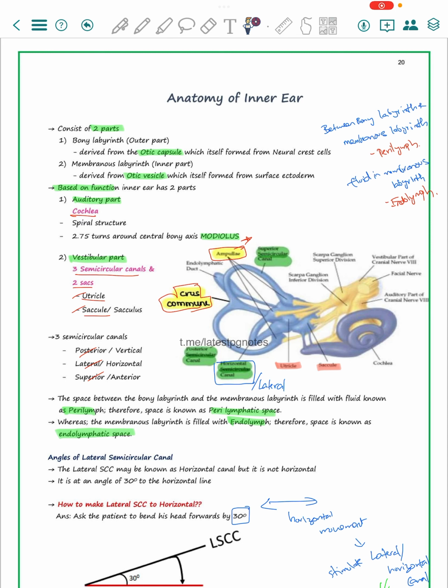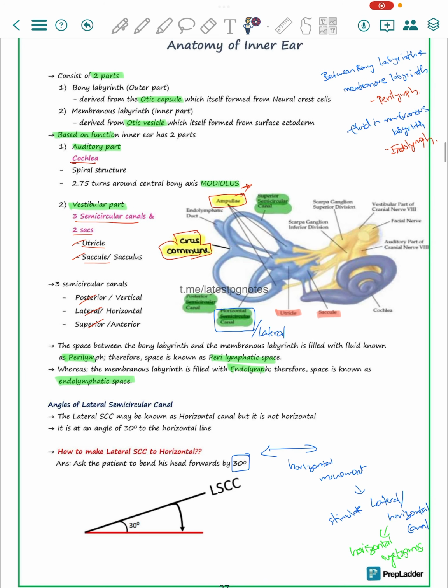Basically this cochlea is made up of a spiral structure. This spiral axis is known as modiolus. Then this remaining part is the vestibule, which contains three semicircular canals and two sacs, namely utricle and saccule.